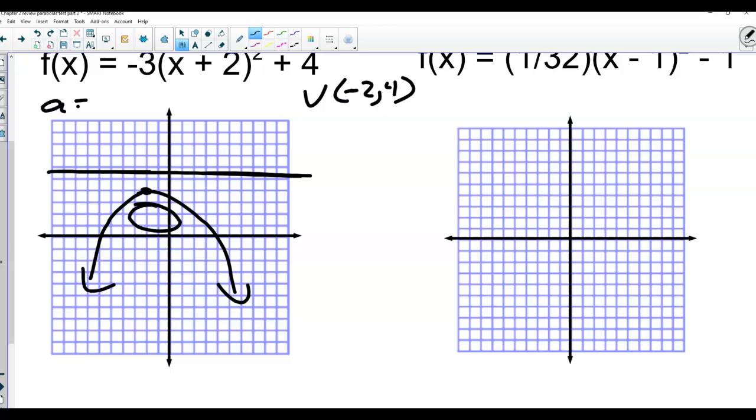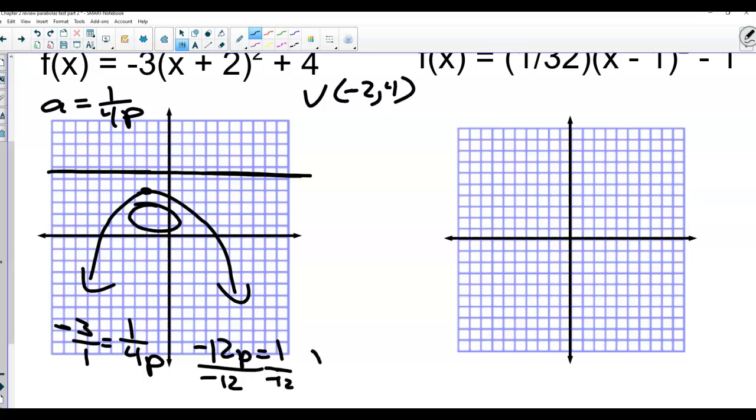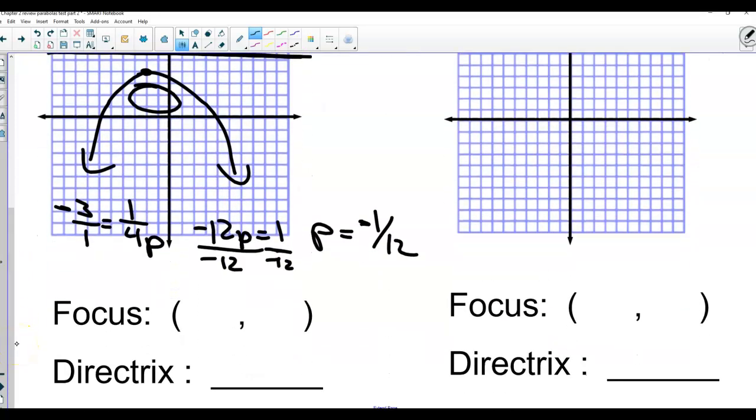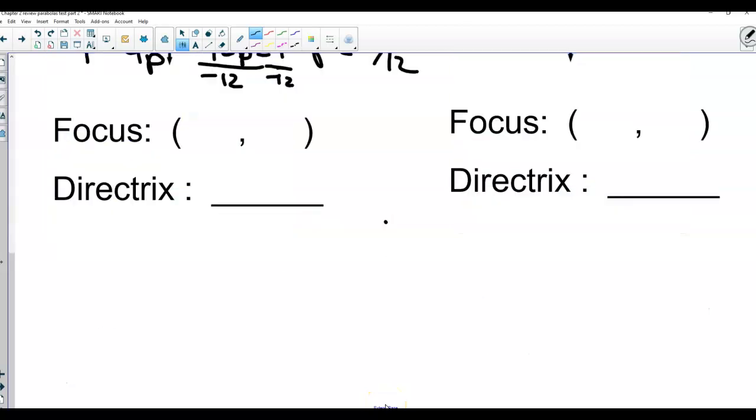Okay? So what I'm going to do is take that a term, and I need to know a equals 1 over 4p. So -3 over 1 equals 1 over 4p. We cross multiply. -12p equals 1. Divide by -12, divide by -12, and my p equals -1/12. From there, I'm going to rewrite the vertex. The vertex was -2, 4.